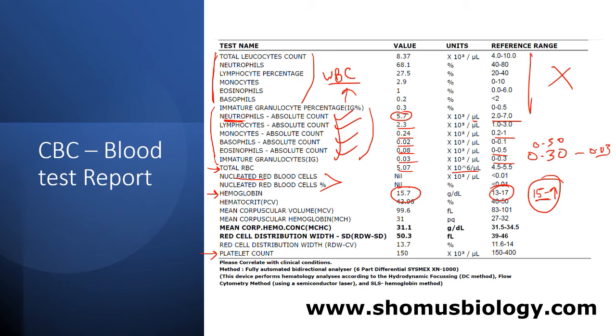Then we have platelet count. Normal range is 150 to 400 into 10 to the power 3 per microliter of platelet count. In my case it is 150, which is exactly the limit of the platelet value. So it's not a problem, it's also normal.